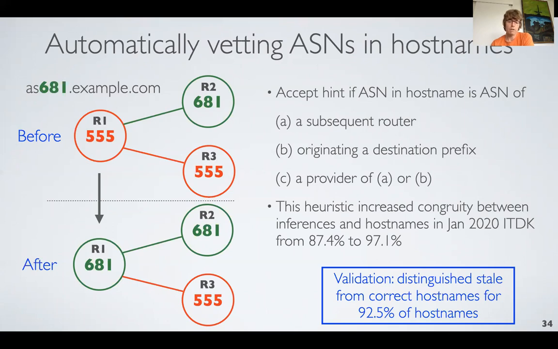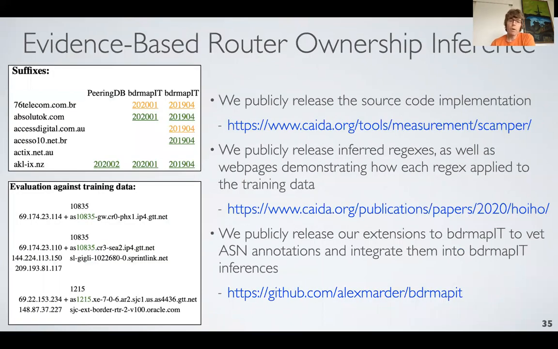the degree to which we could distinguish stale from correct host names, and we found that this simple heuristic was able to select the correct host names for 92.5% of the host names that we had in our validation set, which covered roughly 2/3 of the incongruent host names. So where we see this work headed towards is a more evidence-based router ownership inference methodology, because again, the validation that the heuristic techniques used was anywhere between 1 and 7 different ASs, primarily focused around tier 1 ASs and RNE networks.